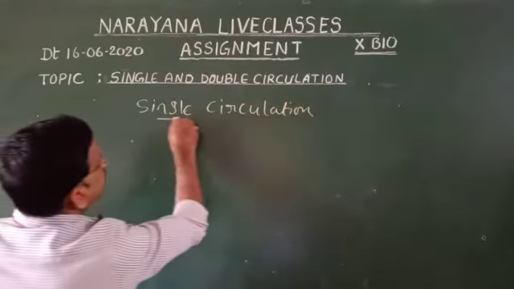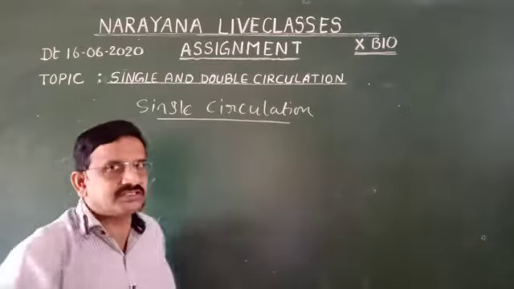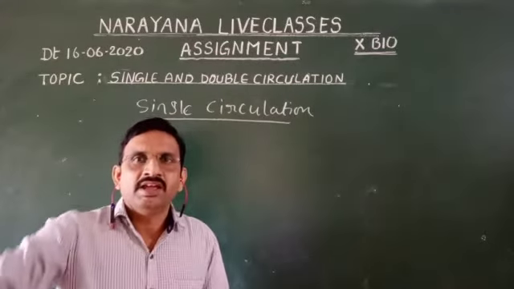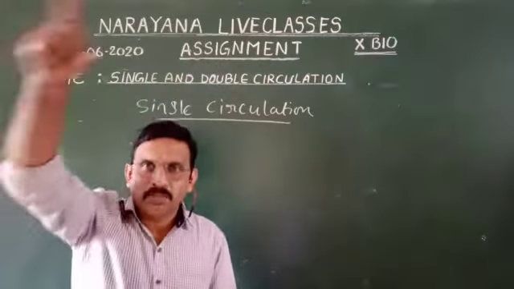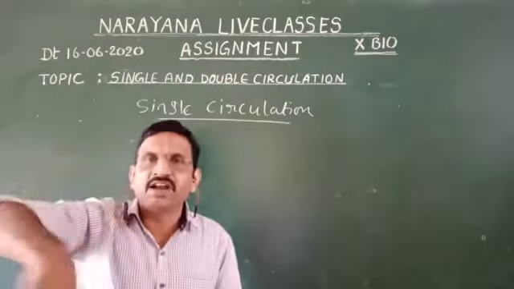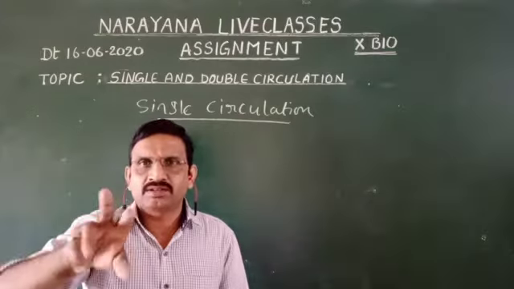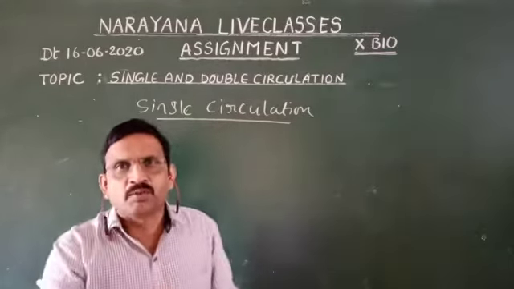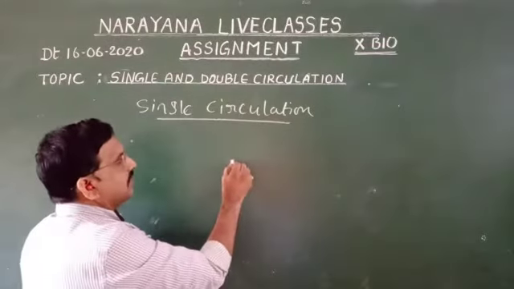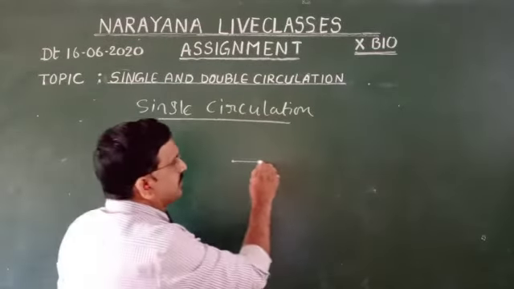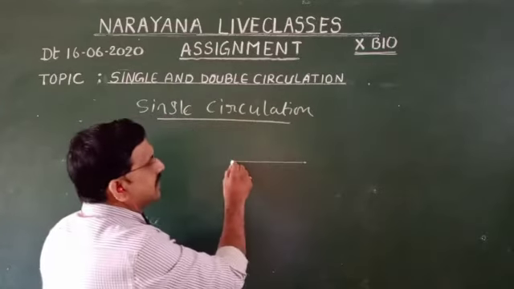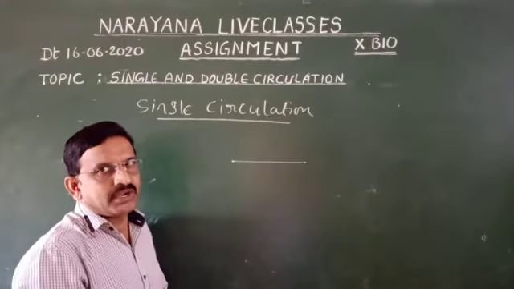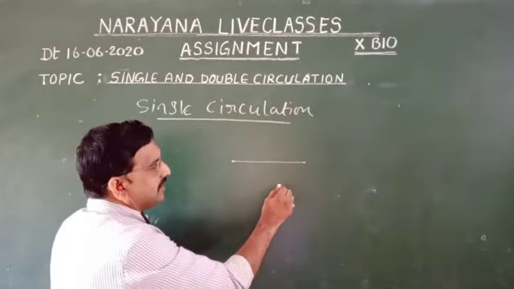Single circulation. First, what is single circulation? Circulation means it is circulated in a circulating manner. For example, there are two types of motion: linear motion and circulatory motion. Linear motion means an object moves from here to here, so the starting point and ending point are different. That is linear motion. But circulatory motion means it starts here.